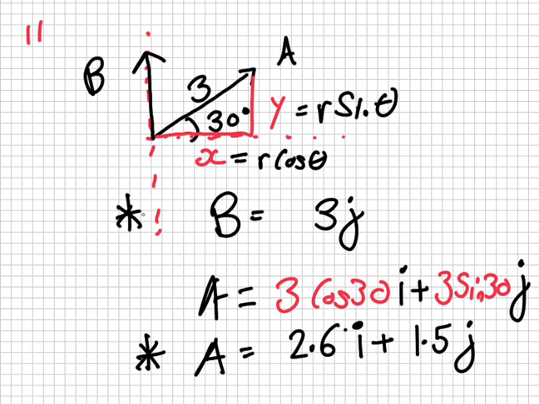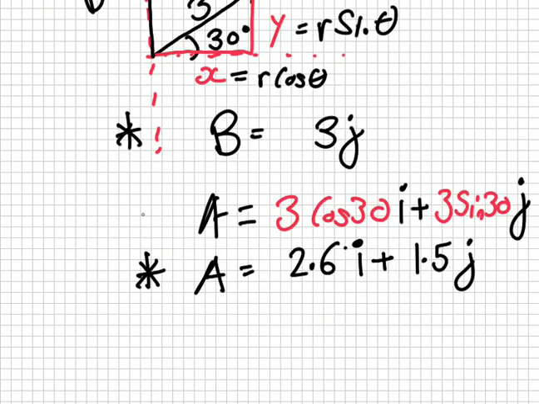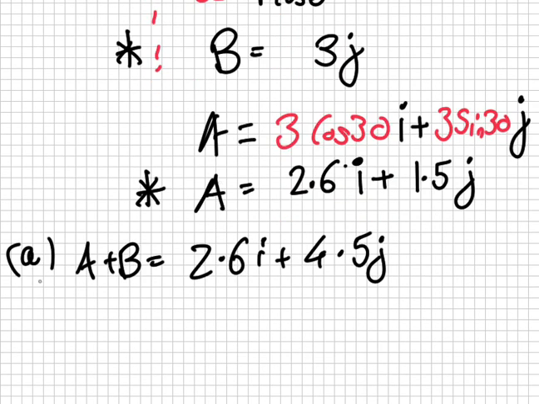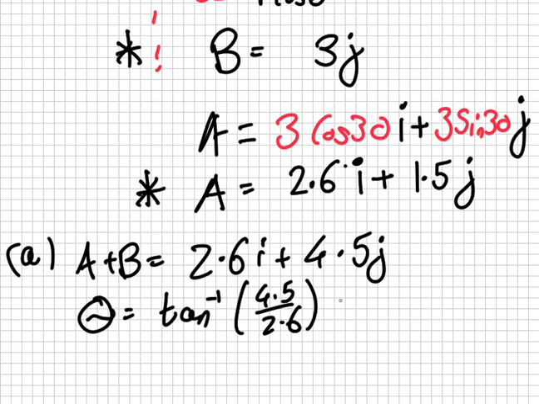Okay, so what do they want first? A plus B. So A plus B will be 2.6i plus 4.5j. Yeah, I'm doing it in one step, so 3 plus 1.5. Now, they would also like the angle. So theta is tan inverse of 4.5 over 2.6. What's that, please?